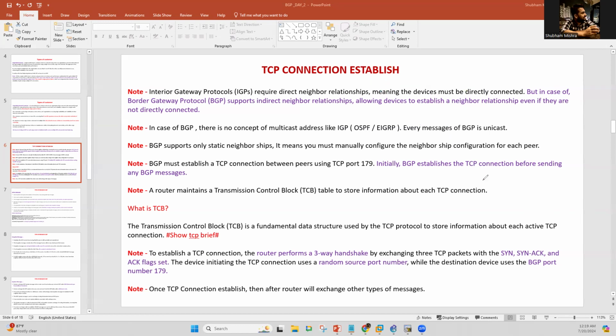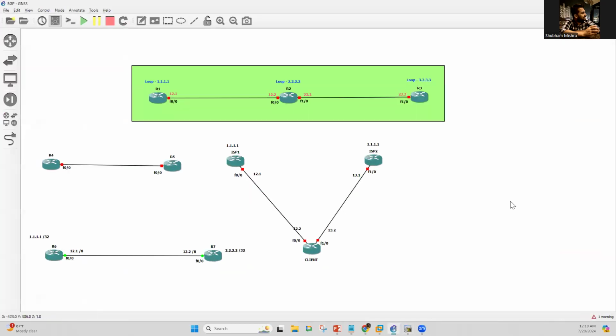But in case of BGP, BGP supports direct neighborship as well as indirect neighborship. Now, what do you mean by indirect neighborship here? Guys, see here. For example, let's suppose we have three routers. Between R1 and R2, we can establish a neighborship. Getting my point? That is called direct neighborship.